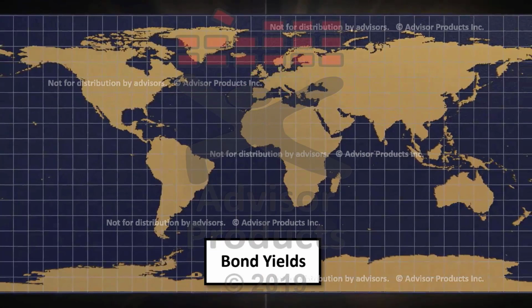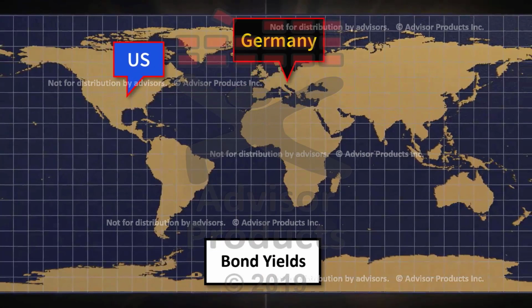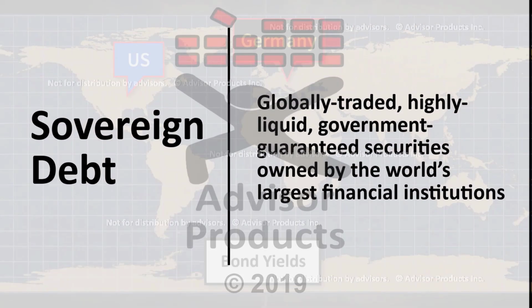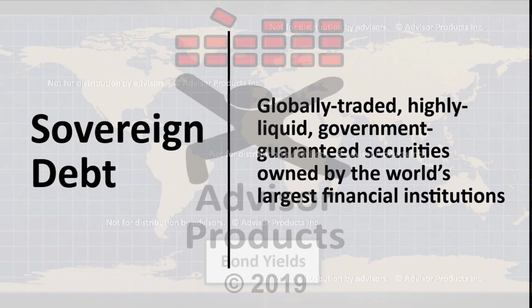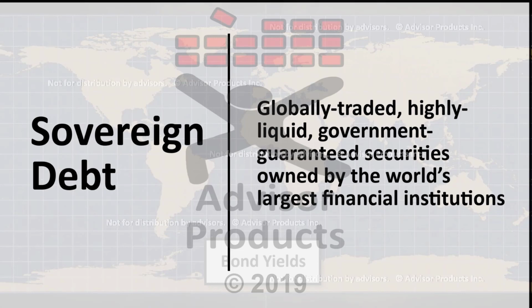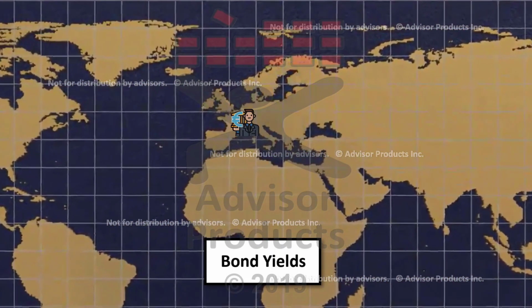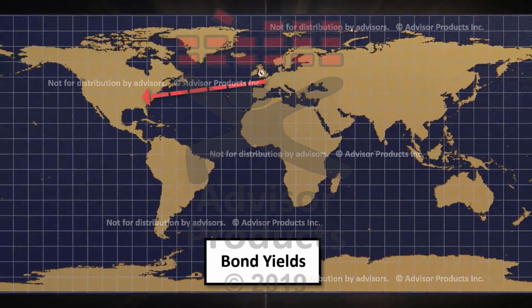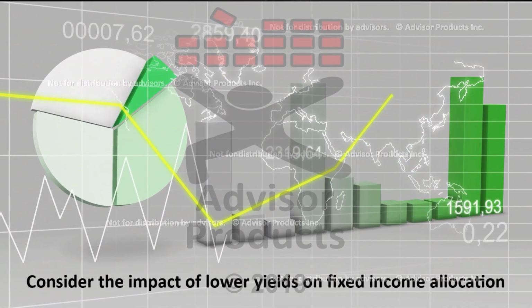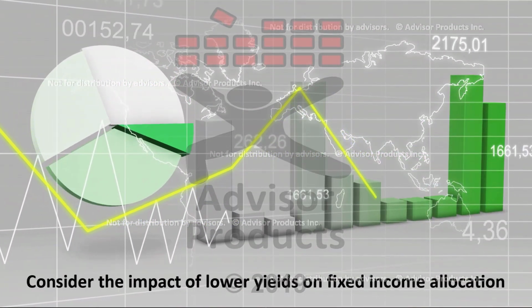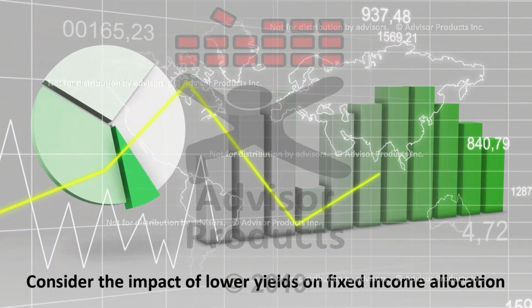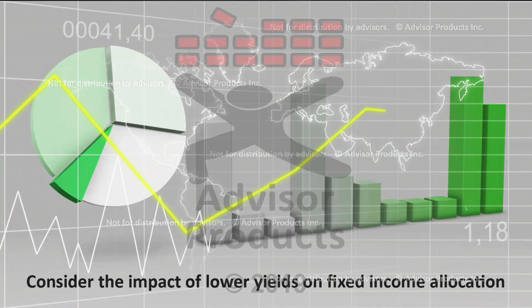Bond yields are set in a global market, and the U.S. and Germany supply globally traded, highly liquid, government-guaranteed securities owned by the world's largest financial institutions. Because yields in Europe have been kept low by European central bankers to stimulate growth, and another round of quantitative easing is planned, it's depressed yields on long-term U.S. government bonds. That's a market problem, a technical issue of supply and demand of government bonds, and investors will want to consider the effect of lower returns on their bond allocations in the years ahead.